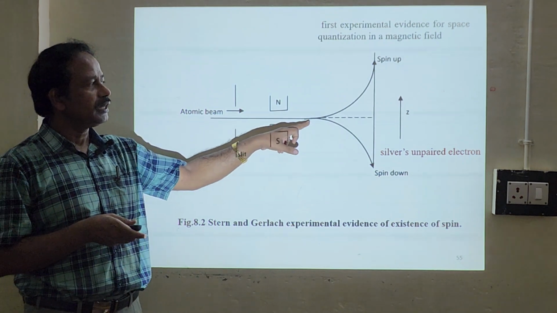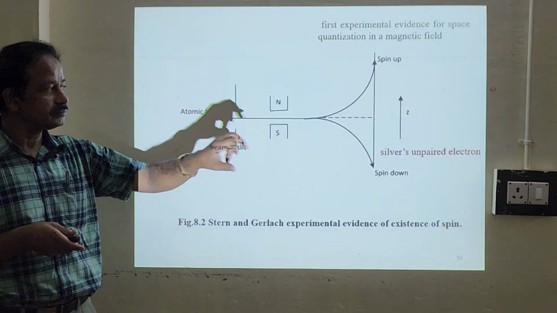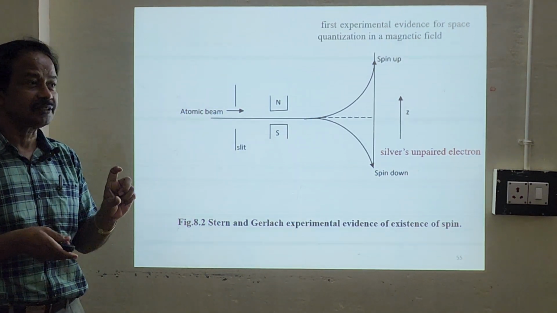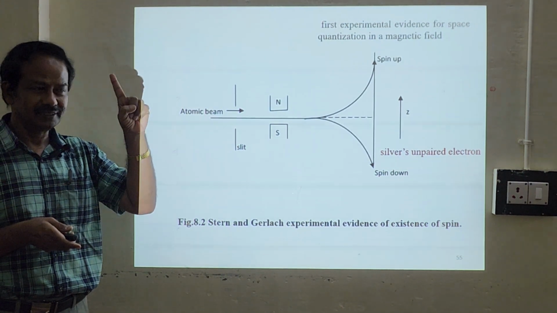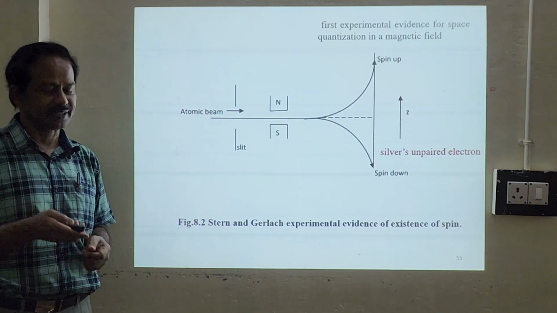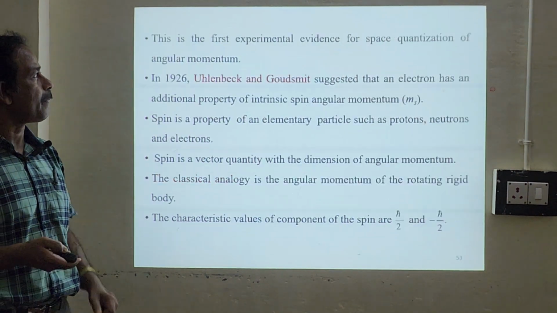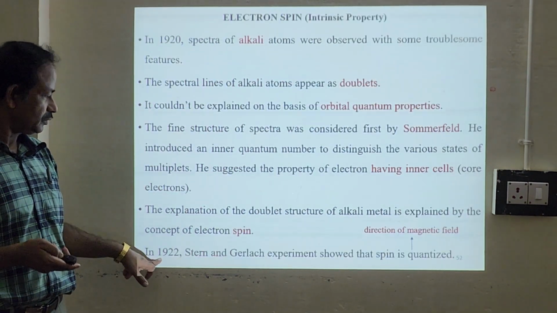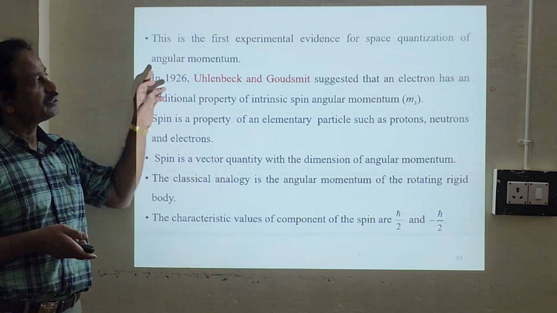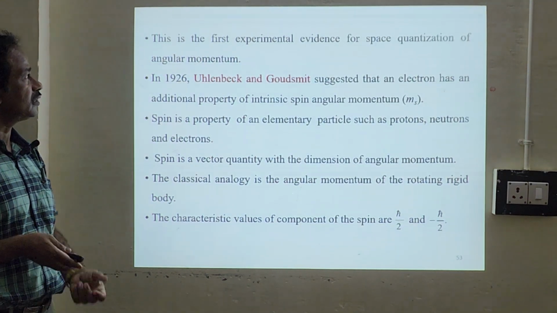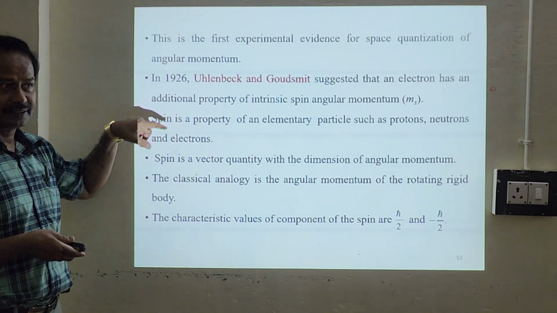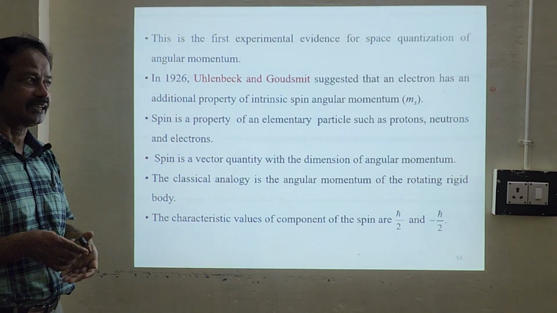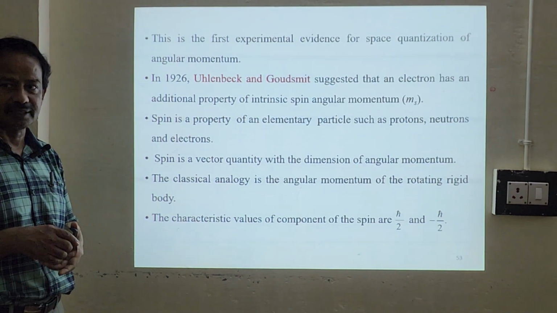And of course, the spin up and spin down arose only because of the unpaired electron. That is the 47th electron. Okay, only one unpaired. All the other electrons are paired. So this was evidence for the space quantization of angular momentum. As I said, in 1922 the experiment was carried out by Stern and Gerlach.